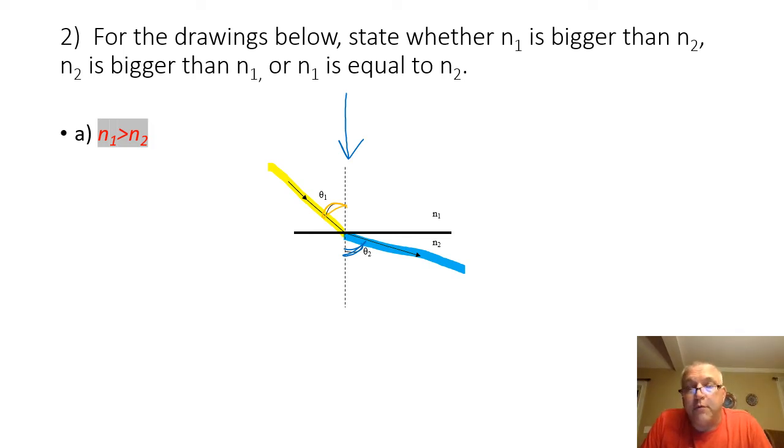Because my refracted ray down here in blue is bending away from the normal, in other words, my angle of refraction, theta 2, is greater than my angle of incidence, theta 1, I know that it is going from a slower medium to a faster medium. And because it's going from a slower medium to a faster medium, my index of refraction for the slower medium has to be greater than my index of refraction for the faster medium. So N1 is going to be greater than N2.